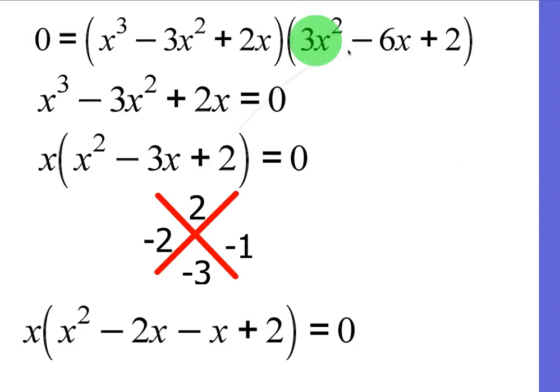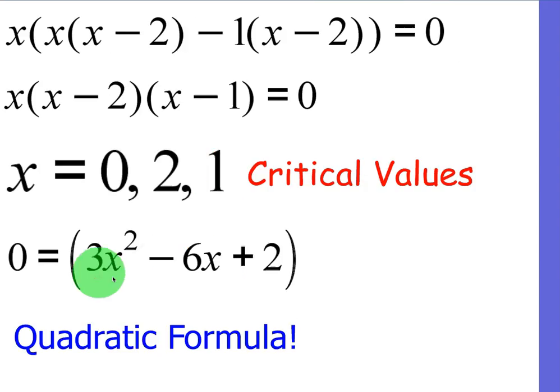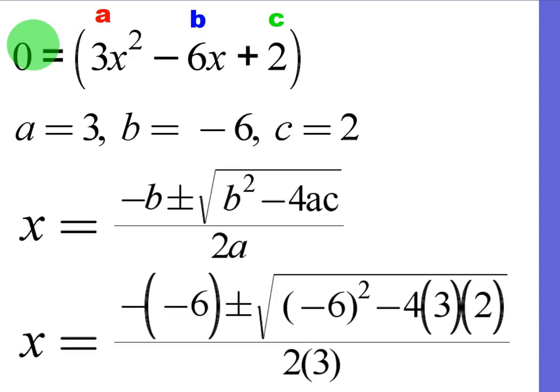Now we have to figure out the critical values for our other factor, 3x squared minus 6x plus 2, because that could be equal to 0 as well. We cannot use the x method for it, so we're going to have to use the quadratic formula. Here's our a, 3. Here's our b, -6. Here's our c, 2. We're going to plug that into the quadratic formula and figure out what x can be equal to.